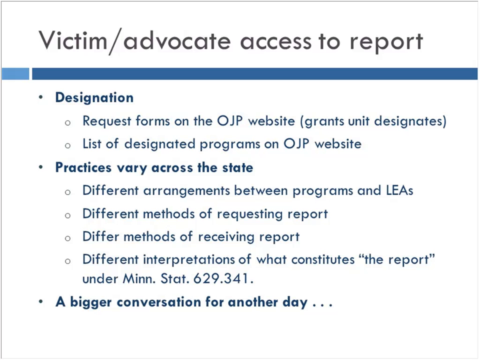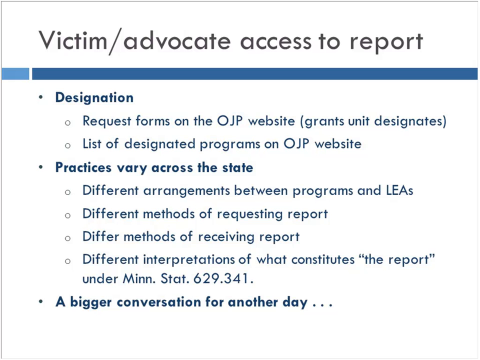First, if you are not designated and want to be designated, the way to get designated is to request that through the OJP, and their forms are located on the OJP website under the grant tab. And it's the grants unit, Cecilia Miller in particular, who designates programs under the criteria that they have.